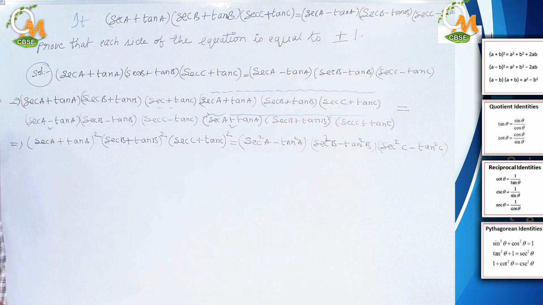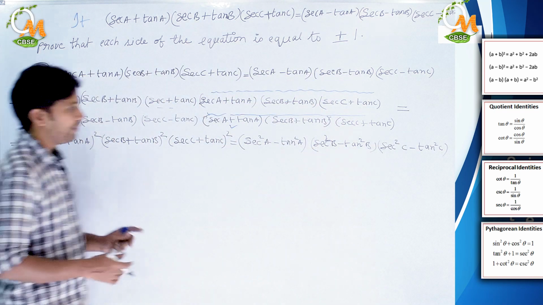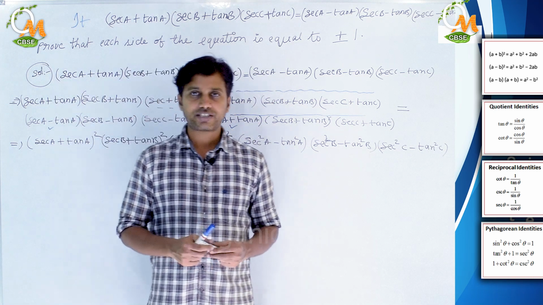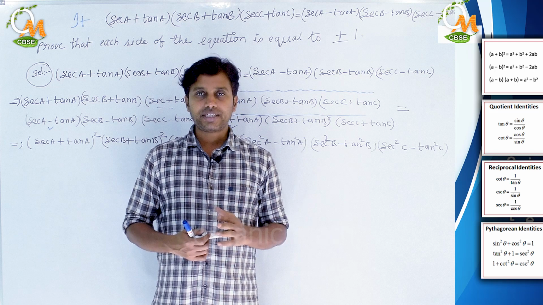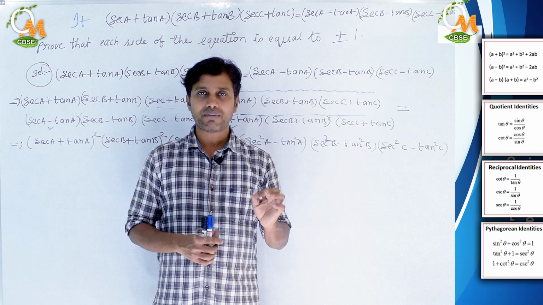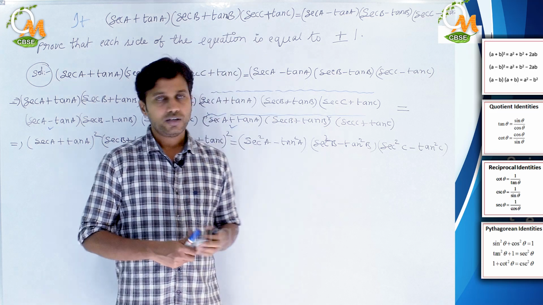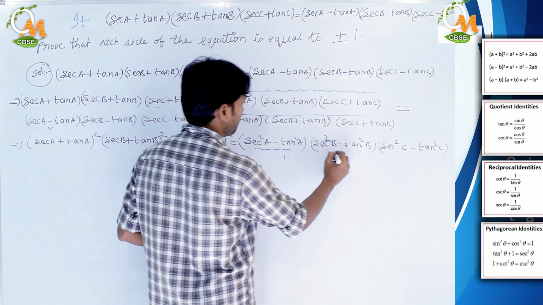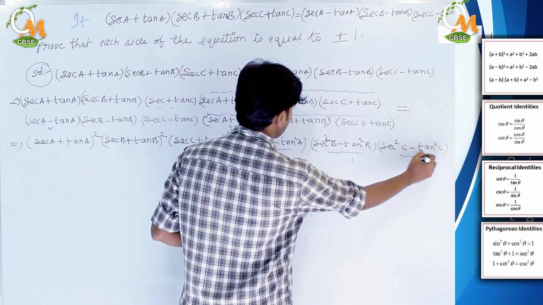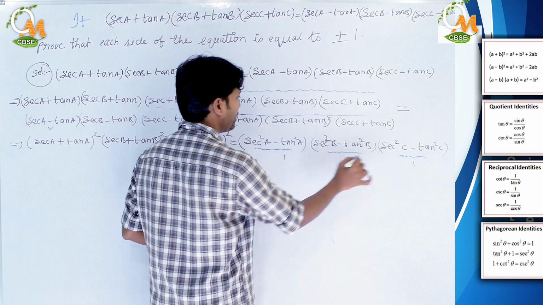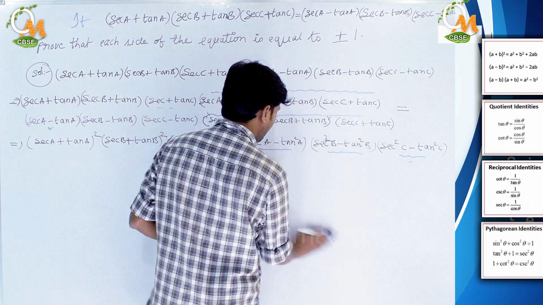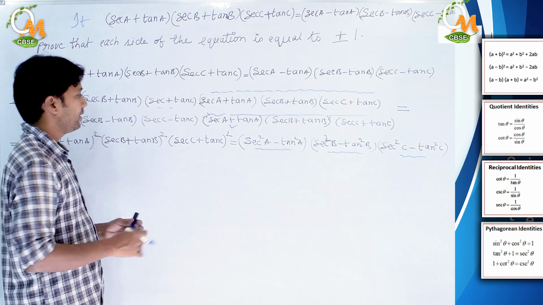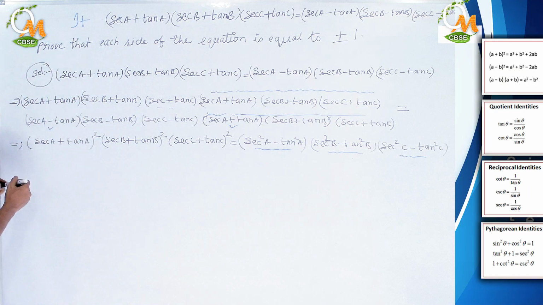Now we multiplied on both sides. Now tell me, what about the trigonometric identity secant square theta minus tan square theta? Yes, the second trigonometric identity says that secant square theta minus tan square theta is equal to 1. So the value of this expression would be 1, this one also 1, and this one also 1. So 1 into 1 into 1. So the entire expression value on the RHS side would be 1.